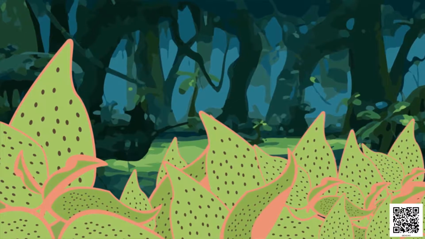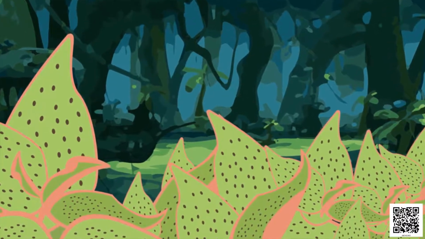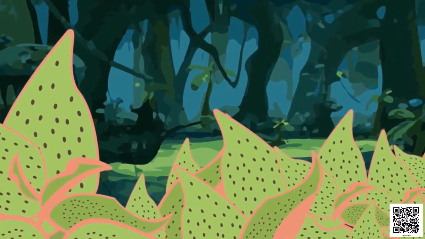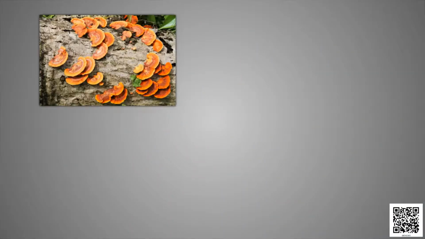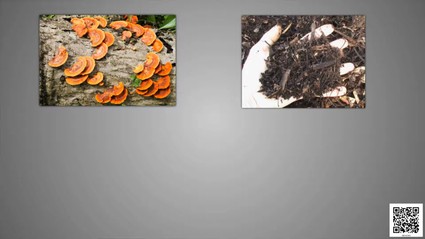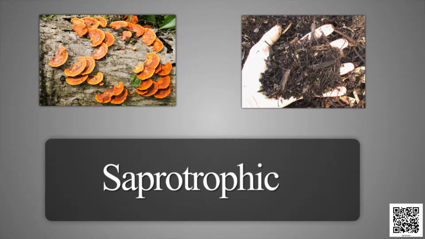Children, so there are many such plants which eat insects. Now let us talk about saprophytes. This is a method of nutrition in which organisms obtain their nutrition from dead and decaying matter. This method of nutrition is called saprotrophic or saprophytic nutrition. The organisms using saprotrophic or saprophytic mode of nutrition are called saprotrophs or saprophytes.